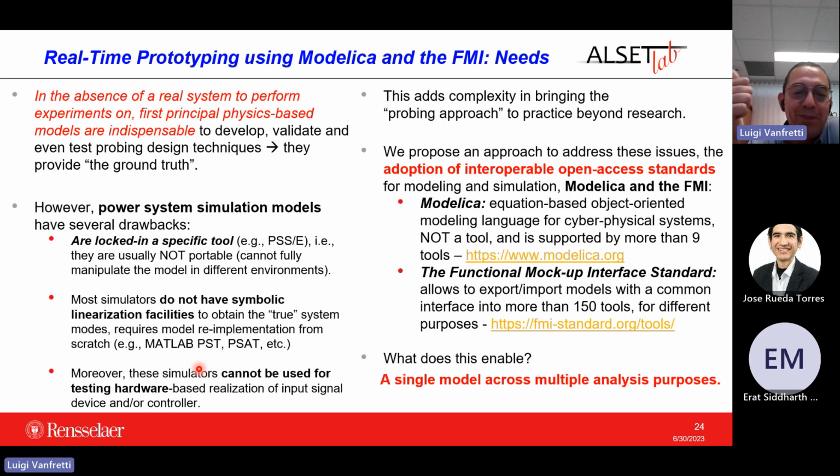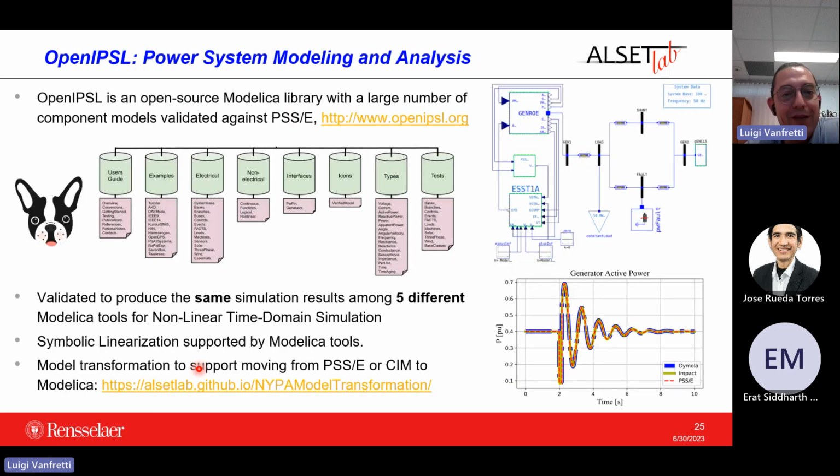So that means one single model across all of my purposes. And that's why I've spent more than 10 years with PhD students and friends developing the OpenIPSL, the power system modeling library based on the Modelica language. Our main goal is to have all the capabilities of time domain simulation, linearization, everything provided by the Modelica tools. And our job is not to build a simulator, but just to make the models and guarantee that they give you the same answer as PSS/E for what we have implemented.